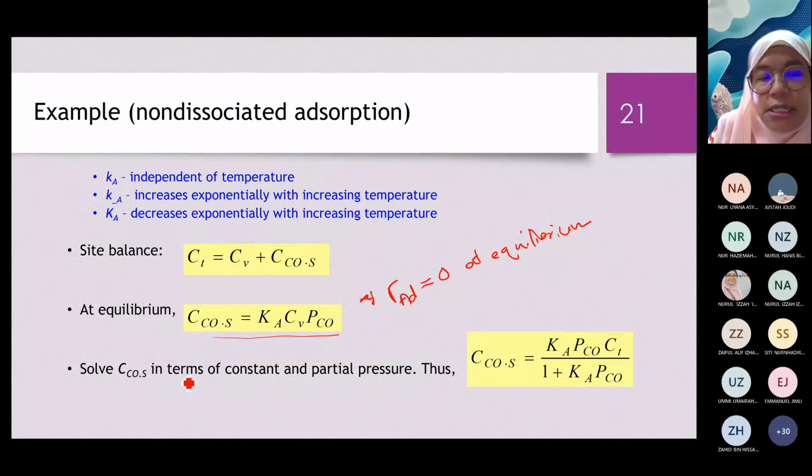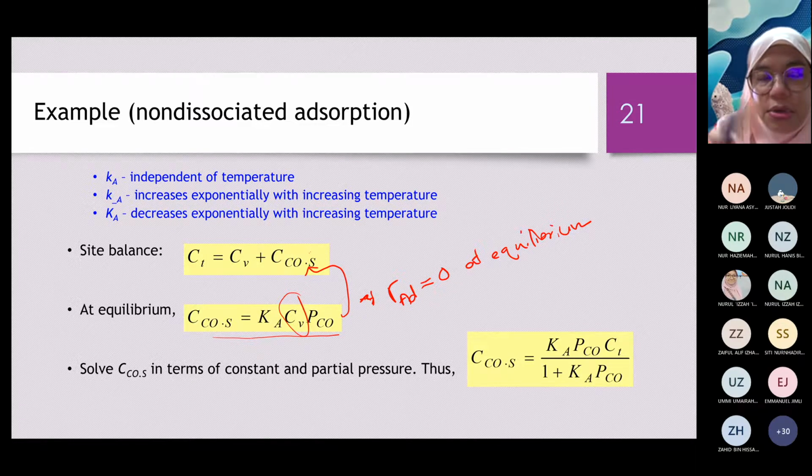So solve CCO·S in terms of constant and partial pressure. Thus, this CV, we need to eliminate this term. So how to eliminate this term? Here, CCO·S equal to KA CV PCO. Insert into this equation, yani substitute it into here. Therefore, CT equal to CV plus KA CV PCO.